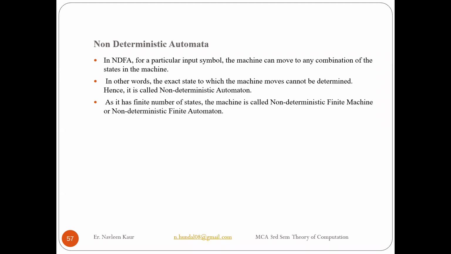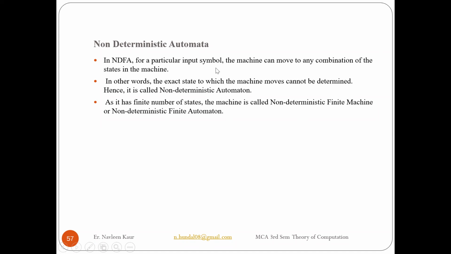Your final state is not determined. But you want it to be determined prior to your ride. Otherwise, everything will be confusing. You will be tense. You will be afraid. This is one example that I can give, that the exact state to which the machine moves cannot be determined. It is called non-deterministic automata.